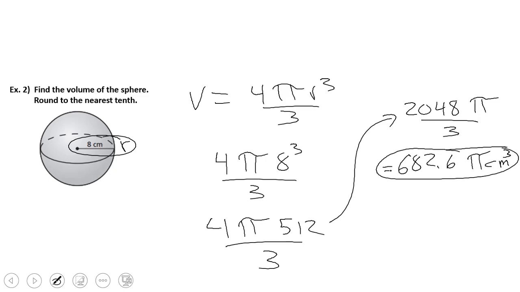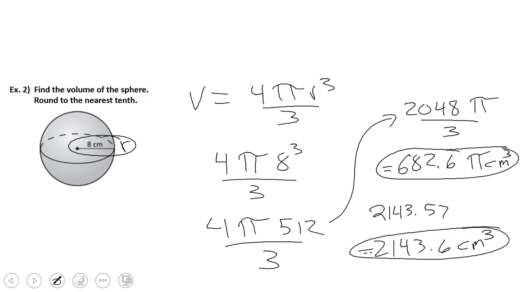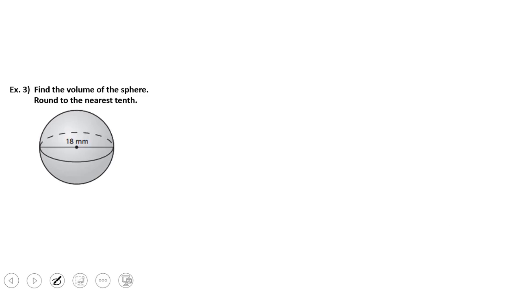And when we multiply that by 3.14, we get, multiply. I almost did the wrong thing. So we take 682.6 repeating, and we multiply that by 3.14, and we get 2,143.57, which is 2,143.6 centimeters cubed after we simplify it all the way out. All righty? Moving right along.